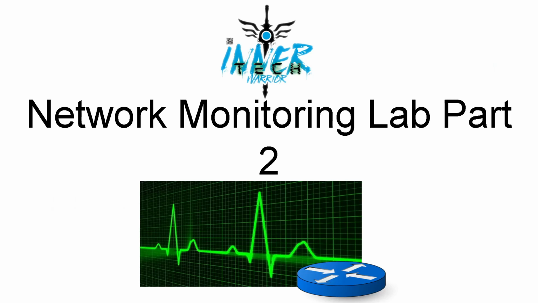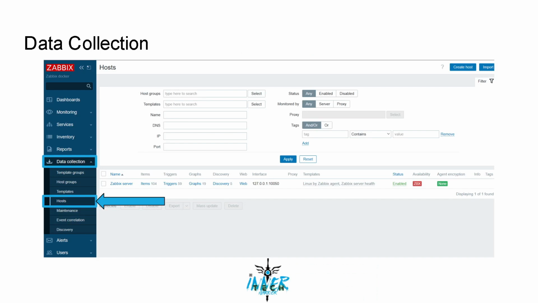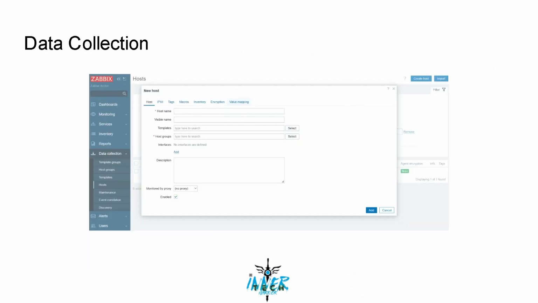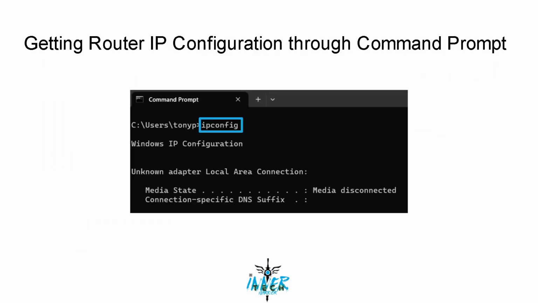In this lab, we're going to add your home router to our Zabbix network monitoring. So within the Zabbix portal, go to Data Collection and select Hosts. Then select Create Host. Once selected, this pop-up will appear.